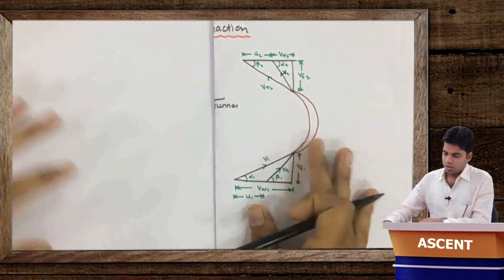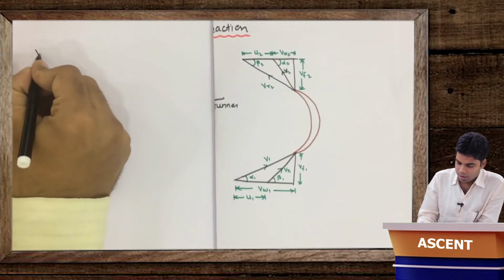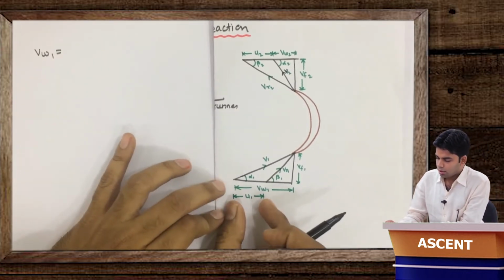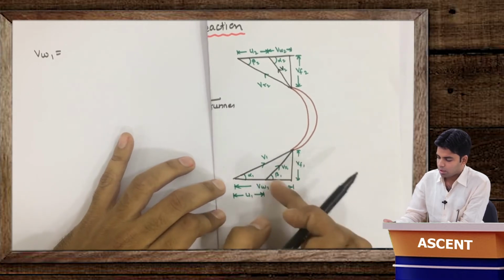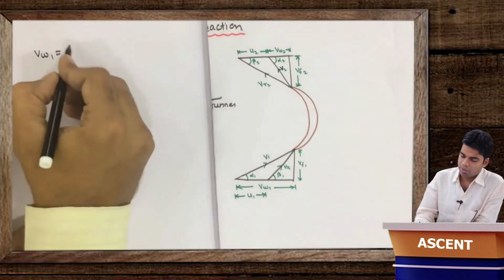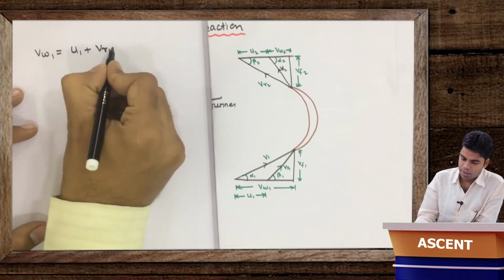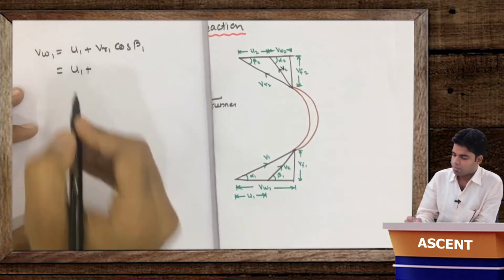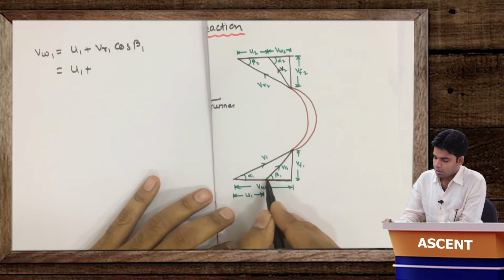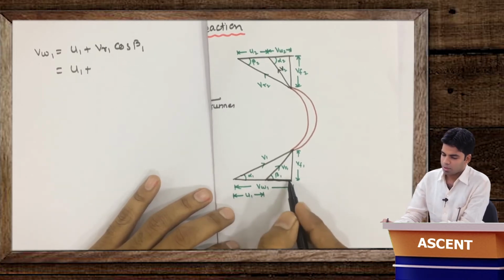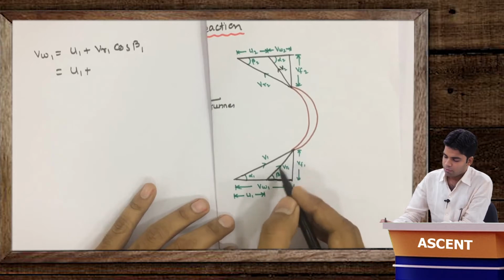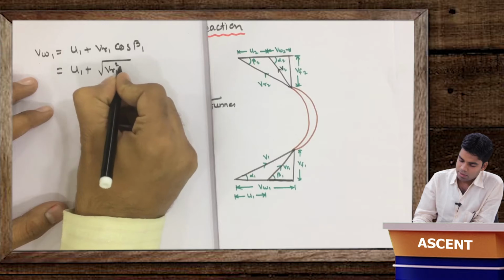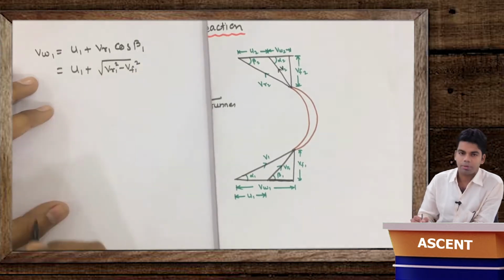Okay, now what is this VW1? From here we can determine the value of this VW1. This VW1 will be equal to U1 plus this distance, which is nothing but VR1 cos beta 1. VW1 is equal to U1 plus VR1 cos beta 1. Now further this can be written as U1 plus VR1 cos beta 1, and from Pythagoras theorem this can be written as the square root of VR1 square minus VF1 square.